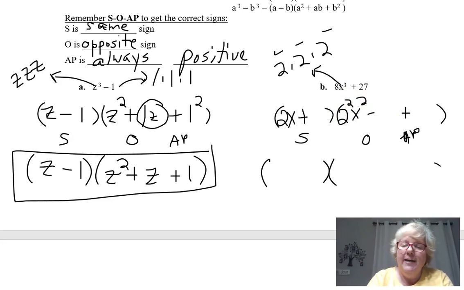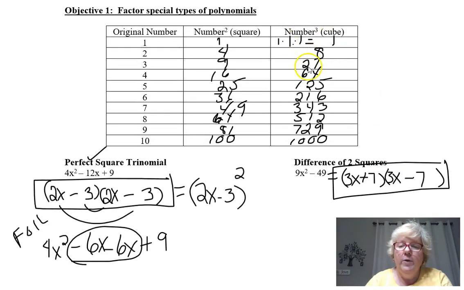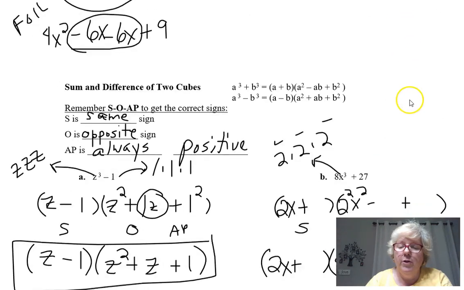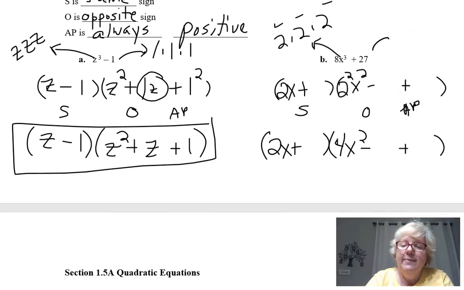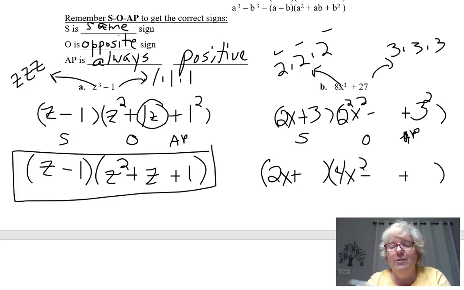When I simplify, that 2 squared is going to become 4x squared. Now let's look at this last number, which is 27. We're almost done. 27 comes from the original number 3, which means that that would be 3 times 3 times 3. Well, the first 3 goes in the front short parentheses. The other 3's, 3 squared, goes in the back of the long parentheses. And when you simplify, 3 squared is going to be 9.